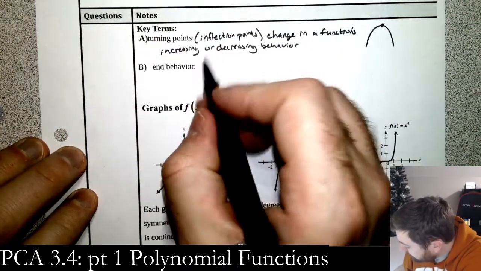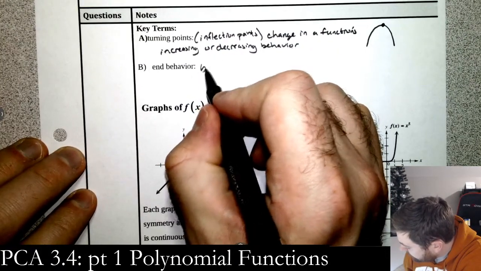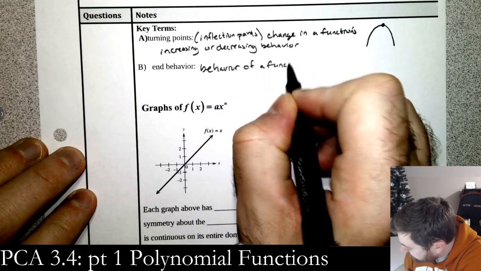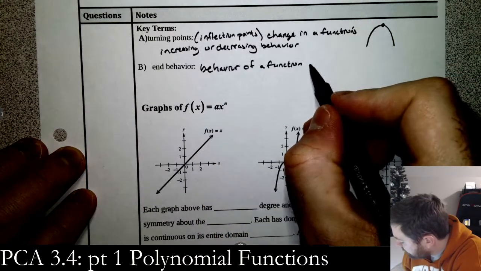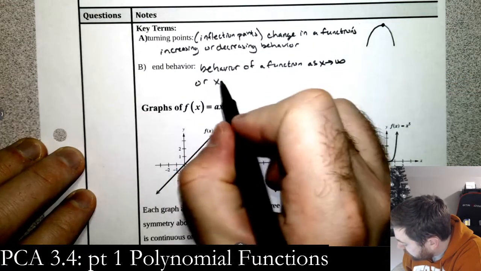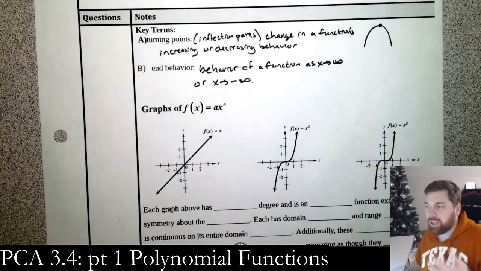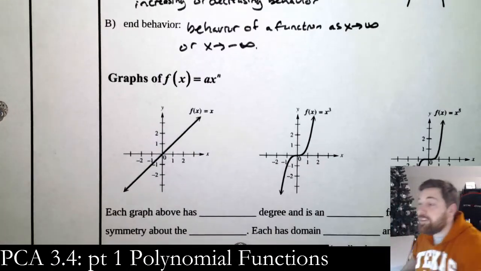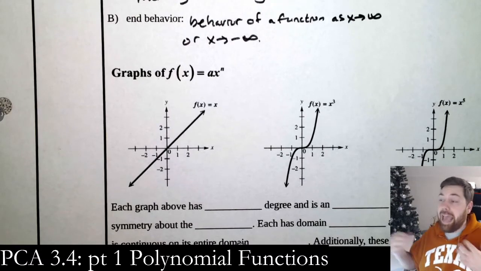End behavior is the behavior of a function as x goes to infinity or x goes to negative infinity. So it's really obvious what it means by the name, right? End behavior, I can zoom in a little bit. End behavior just means what is the function doing as it continues on.